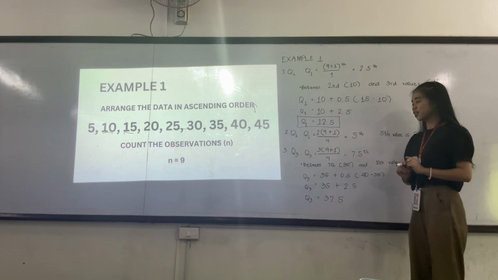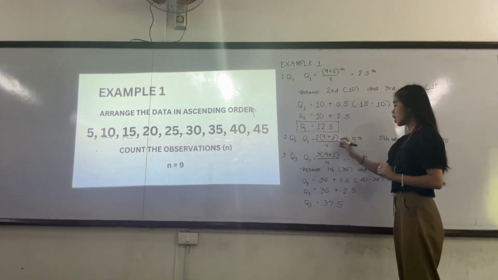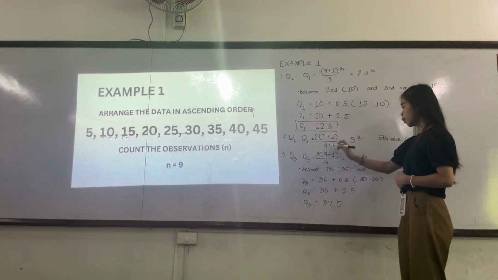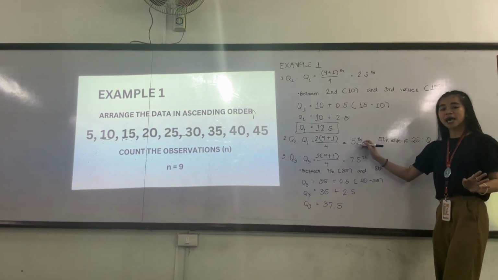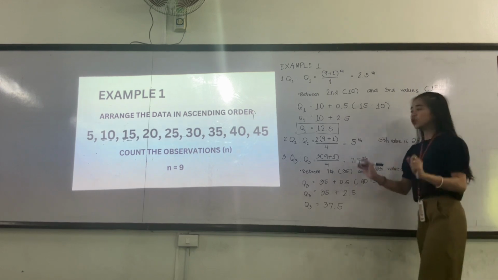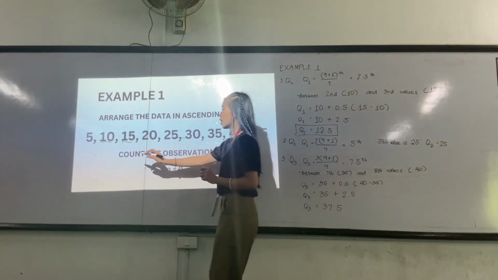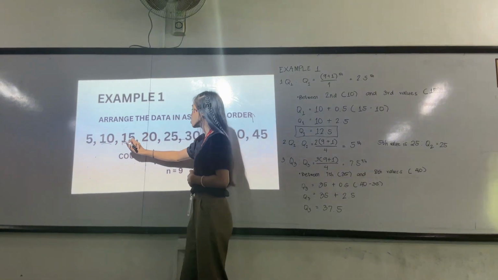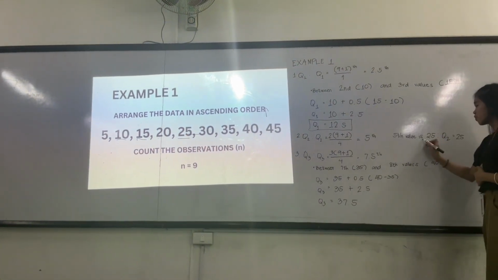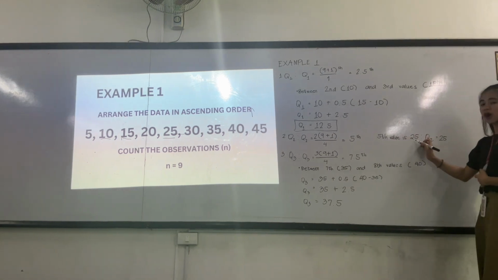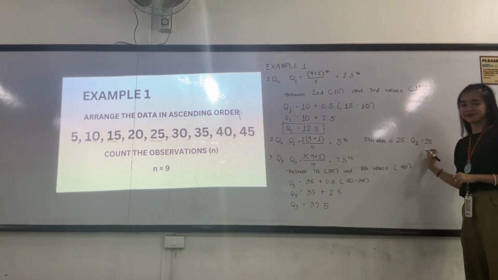So for quartile 2, we have 2 multiplied by (9 plus 1) all over 4, which equals the 5th value. Since we get a whole number, we will now identify what the 5th value is. So we count 1, 2, 3, 4, and 5. So we get 25. The 5th value is 25. Therefore, quartile 2 is equal to 25.